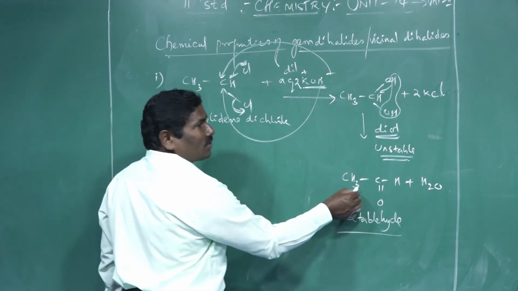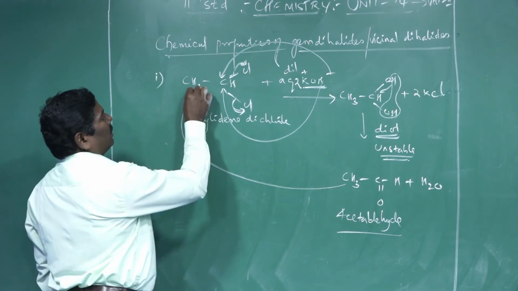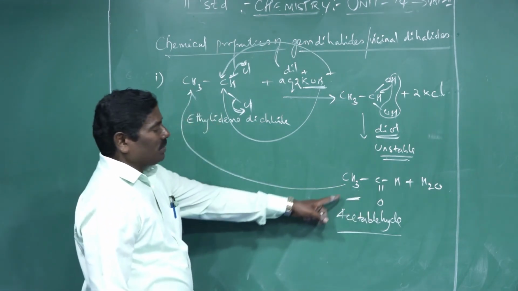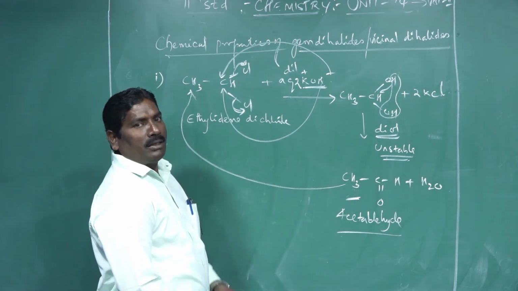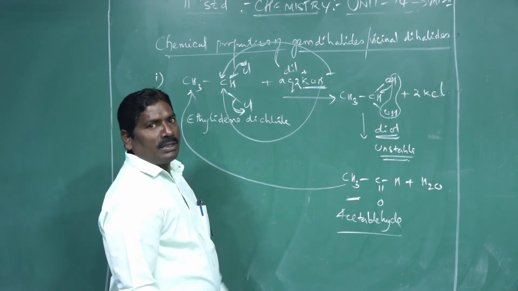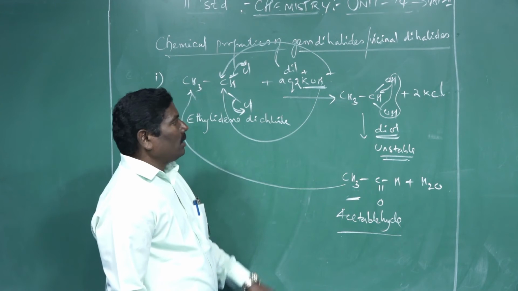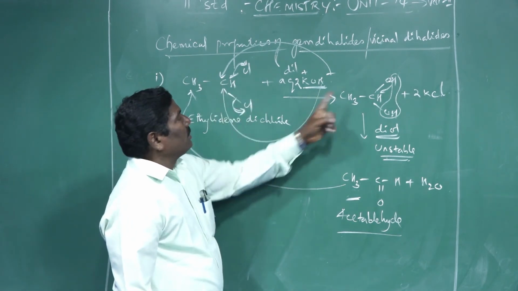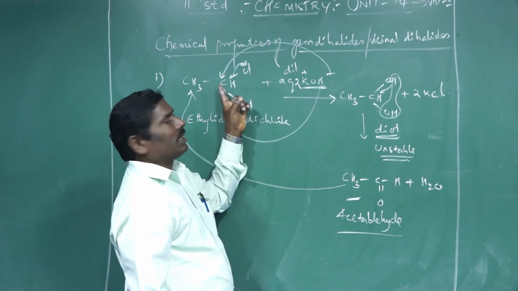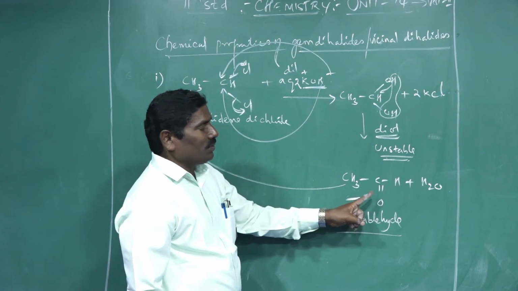Actually, from this acetaldehyde only we prepared these gem dihalides by passing PCl5. You know that in the first preparations we have seen this. This is the question which is asked in your examination, either NEET or state board examination. First the diol is generated from this ethylidene chloride. Now this is unstable, and the product which is formed is acetaldehyde.